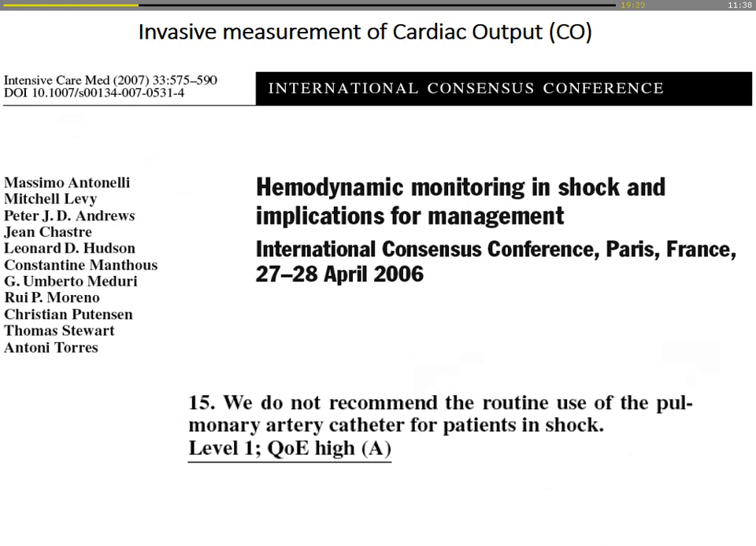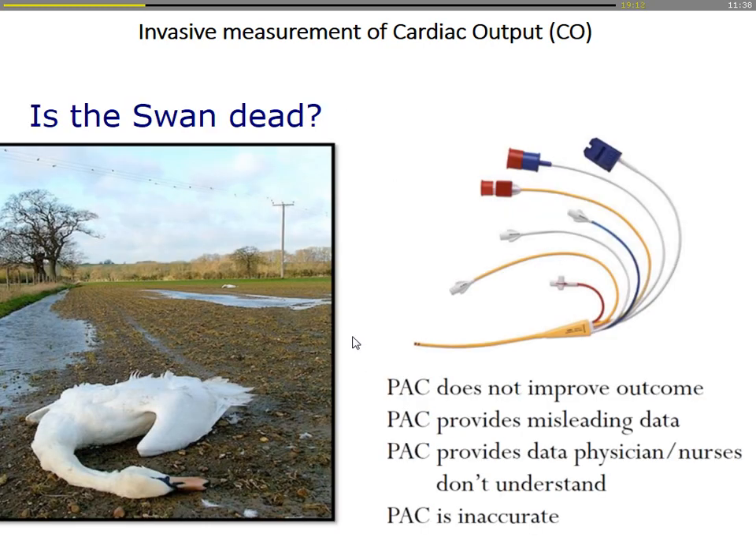And also the recommendations from this group of experts, some of them are here at this meeting, say we do not recommend the routine use of the PA catheter for patients in shock, with a level A1 evidence and a high quality of evidence. So the question is: is the Swan dead?